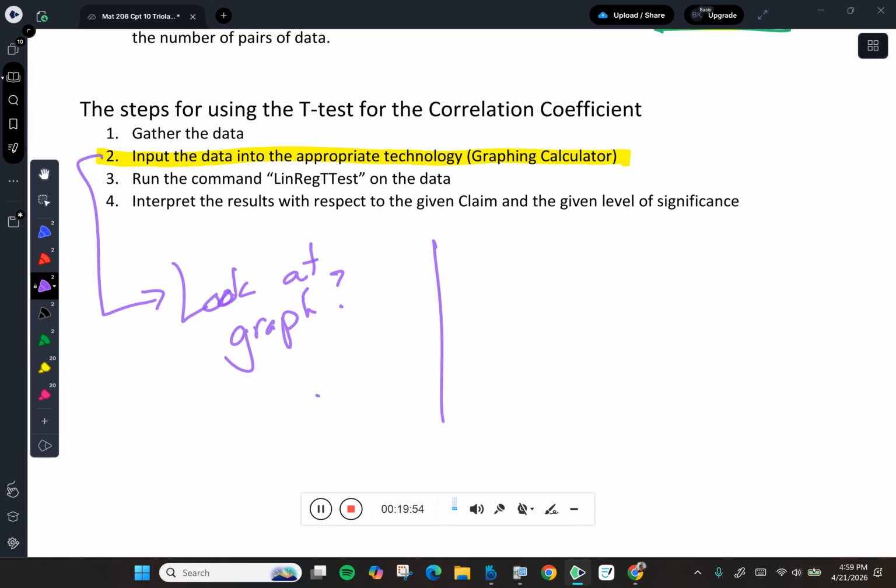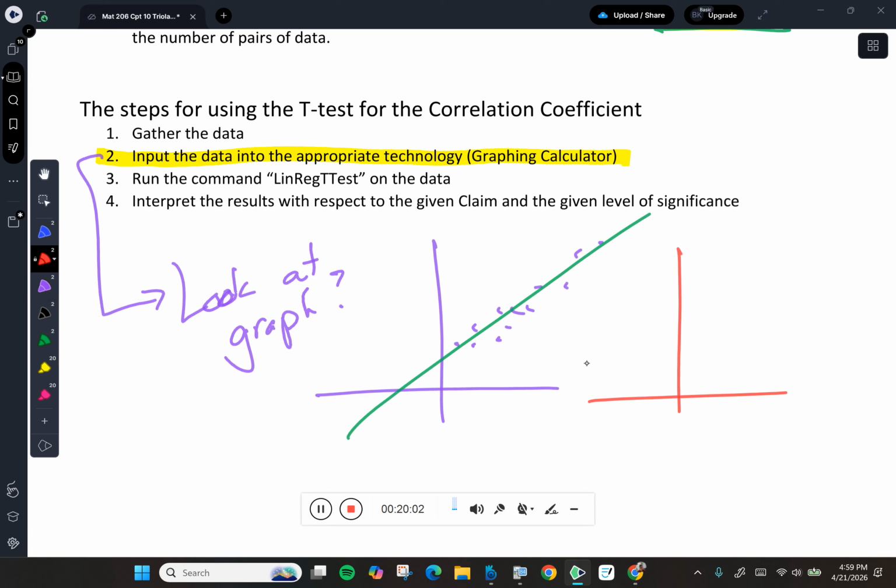So when I plot this stuff, am I getting something like this, where I could probably fit a line through there? Or am I getting something like this, where I don't see anything going on, and I probably shouldn't be doing this? Either way, once we decide that we are going to do it, then we'll run the command LinRegTTest, and then we'll take a look at the data with respect to the claim and the given level of significance.